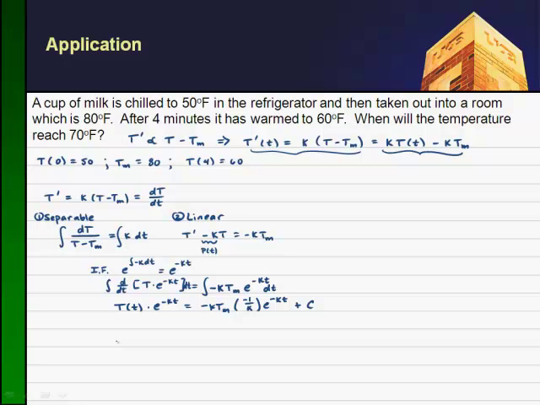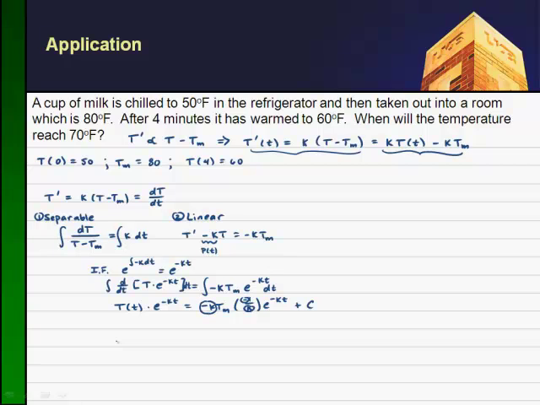And again, if you wanted to distribute the minus k Tm to the c, it's going to be a constant anyway. K is a constant, Tm, which is 80, is just another constant. So I'll just bundle it all into the constant c. So here I have a minus k, here I have a minus, and then I have a k.